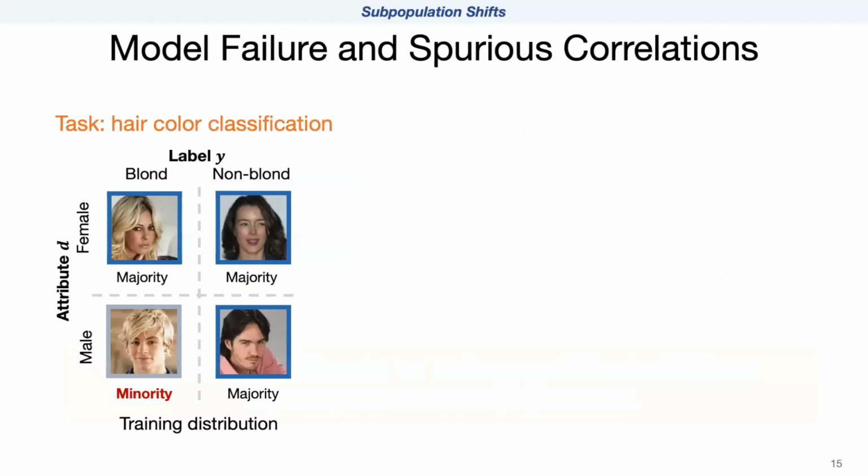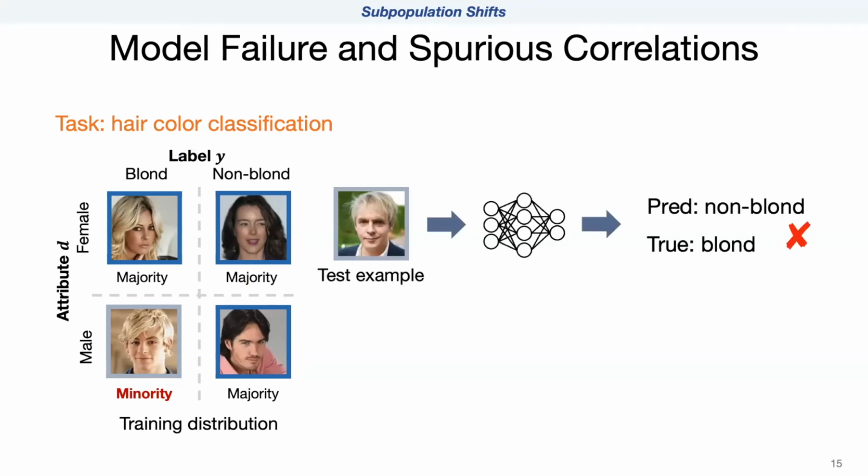To further understand why these models fail, here I would like to provide a simple task. This task is hair color classification, which is used here for illustration. We can see the training distribution, and we have one minority population: males with blonde hair color. When we train the model on this training distribution, the model will make a wrong prediction during test time when we have other examples from this minority population.